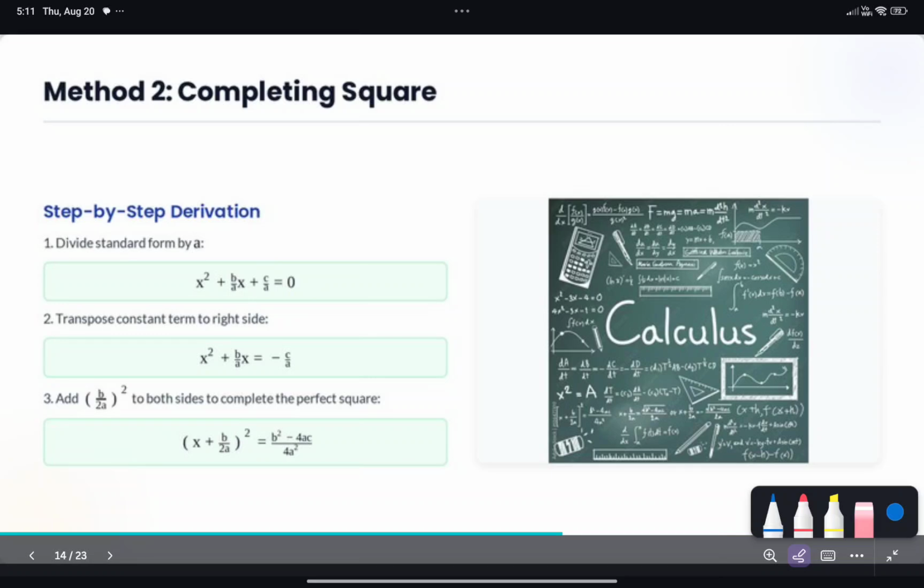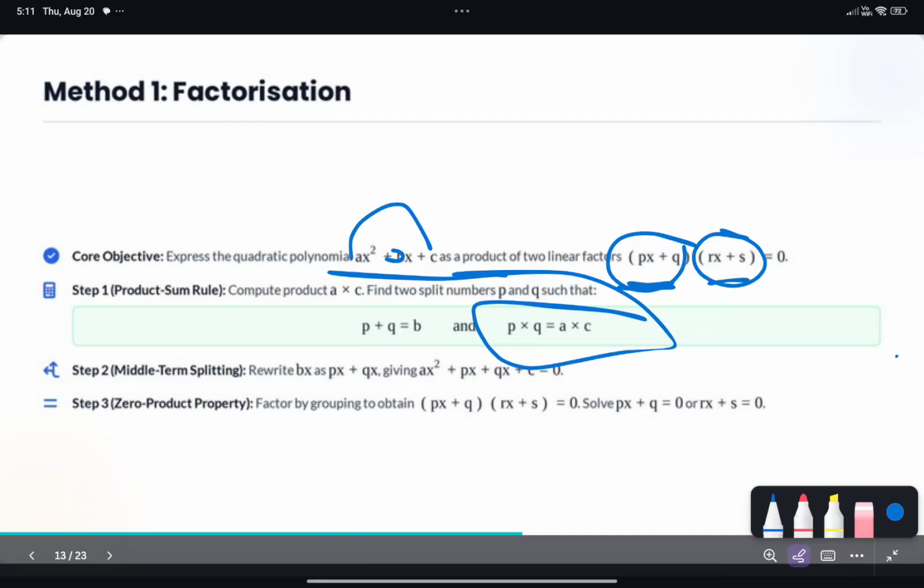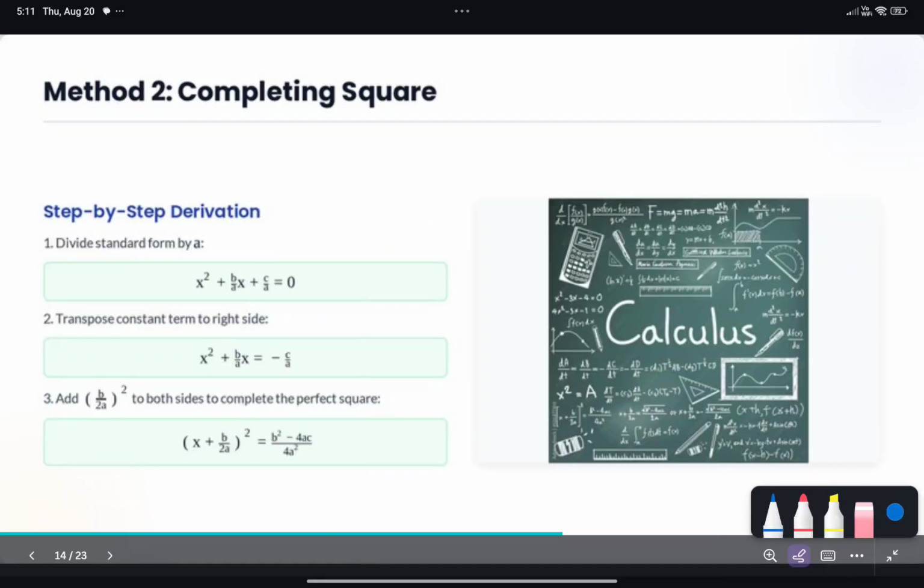Completing the square, we already discussed. This is not that important, but you have to learn it. Just simply divide the whole equation by a, the coefficient of x square. Then transpose or shift the constant term: c by a is transposed to the other side of the equal sign. It becomes minus c by a.